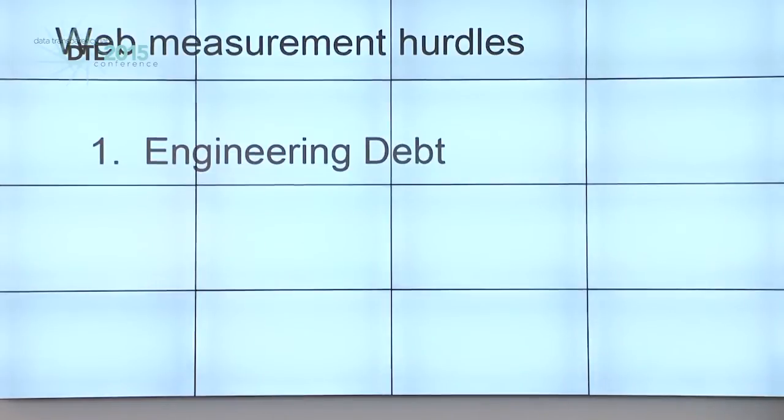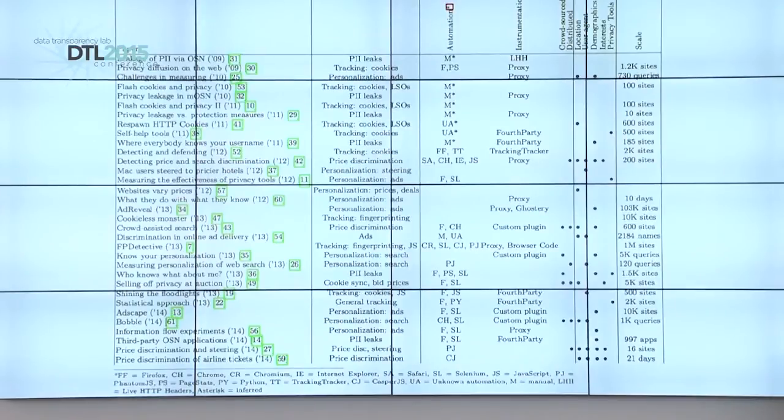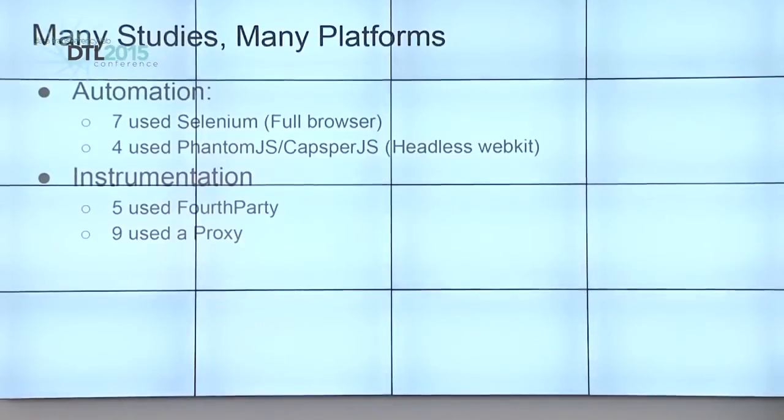But web measurement is not without its hurdles, right? We see a lot of studies having a significant amount of engineering debt and spending a lot of time building the platform just to do the study. So in 2014, we went and looked at 33 different studies. I don't really expect you to see anything here, so I'll highlight a couple of the useful points. There were a bunch of studies on this and a bunch of different platforms.